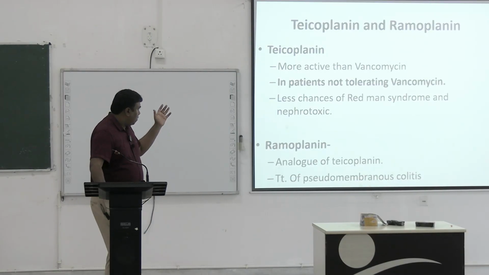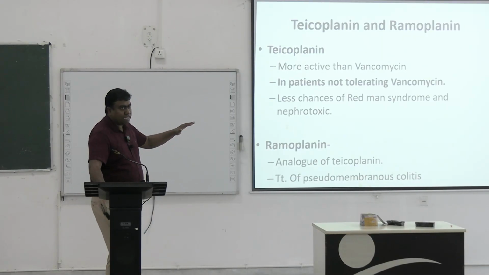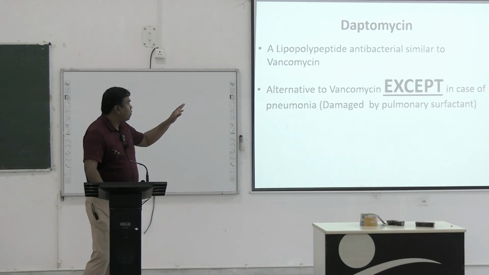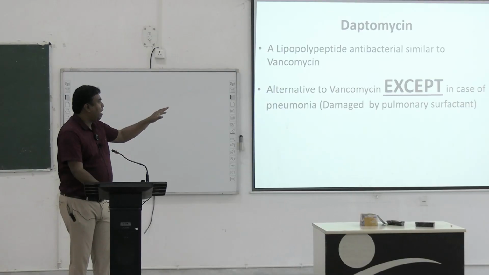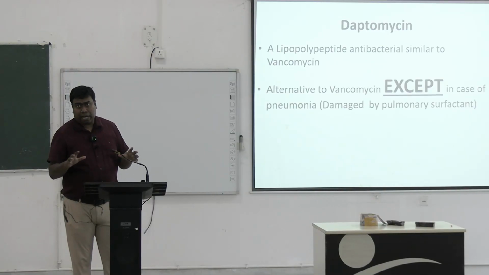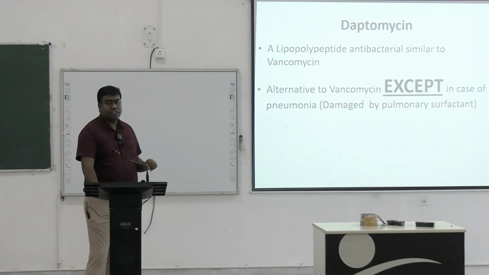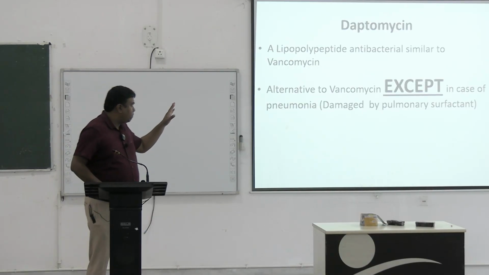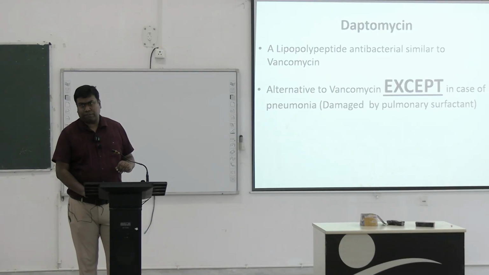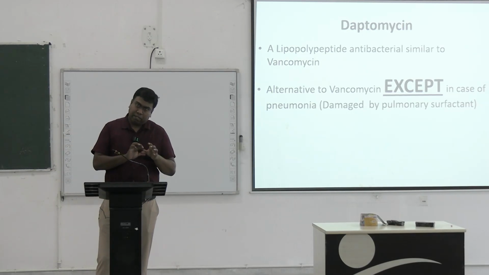Teicoplanin is also given in MRSA patients not tolerating vancomycin. Daptomycin is an alternative to vancomycin except in case of pneumonia. In any infection other than pneumonia, when vancomycin is not controlling, daptomycin can be given, because it is damaged by the pulmonary surfactant. ঠিক আছে, beta-lactam প্রথমে যে মেকানিজম অফ অ্যাকশন, beta-lactam ড্রাগ কোনগুলো?